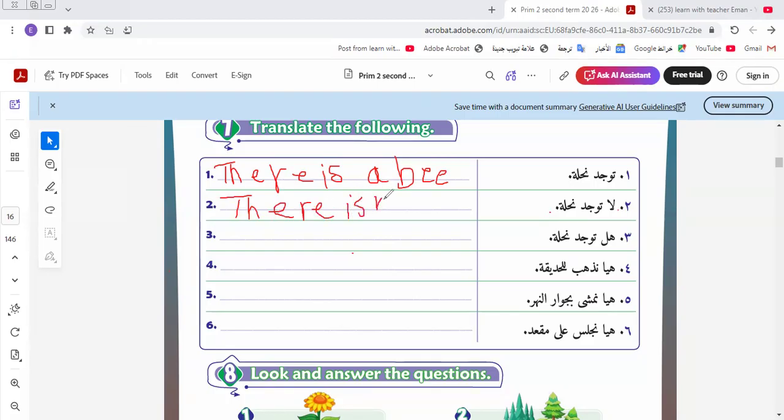There isn't a bee. To be here. There isn't a bee. There is a bee. The first sentence means there is a bee. The next one will be there isn't a bee. So it will be here, and make a question: Is there a bee?